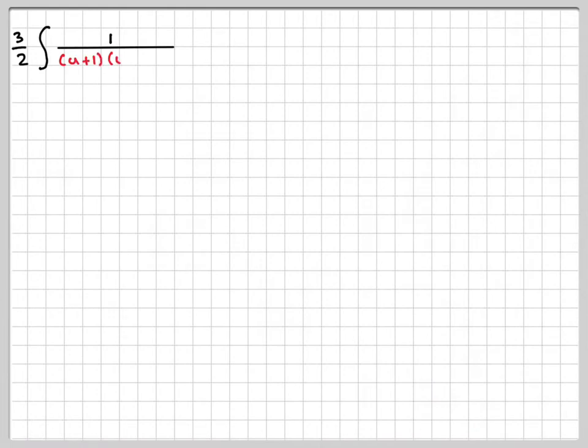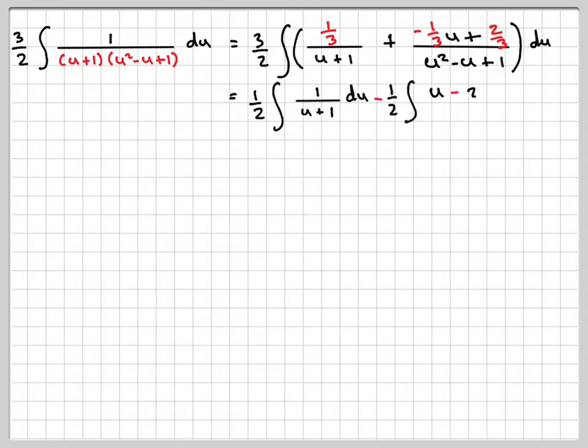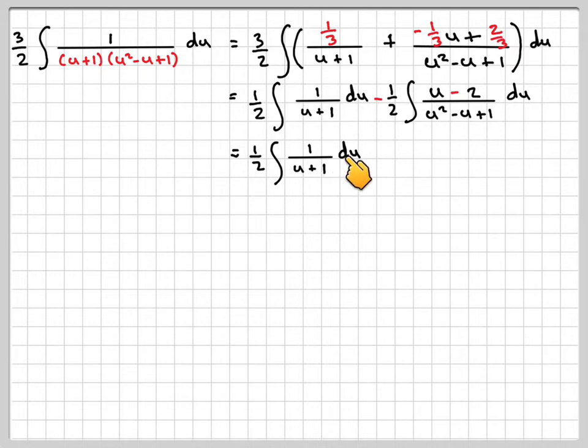So taking our integral, it's going to be 1/3 of 1 over u plus 1, plus minus 1/3 u plus 2/3 over u squared minus u plus 1 du. Now the third will cancel out with that 3, so we're going to get 1/2 of 1 plus u. If we bring that minus down and put it here, this then changes to a -2. This is a bit tricky to do, so we have to do a little trick here. So we've got 1/4 of 1 over u plus 1 du.